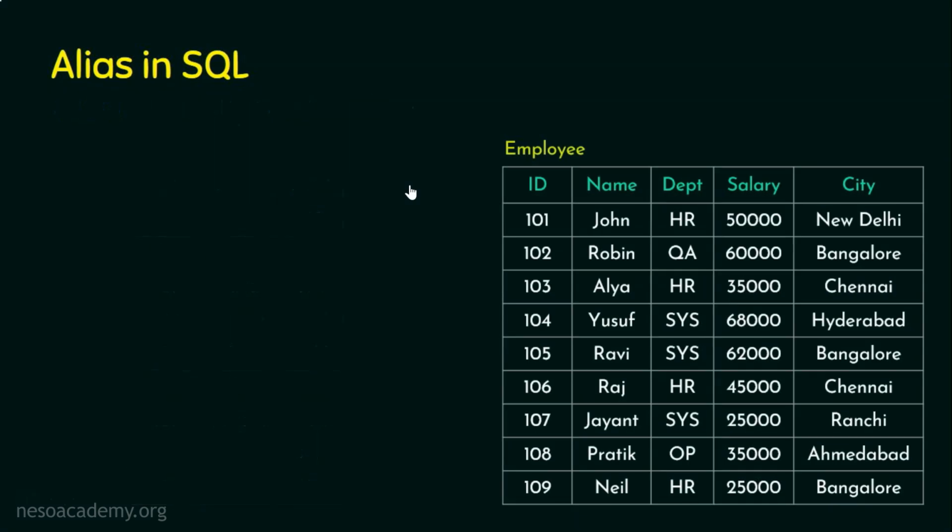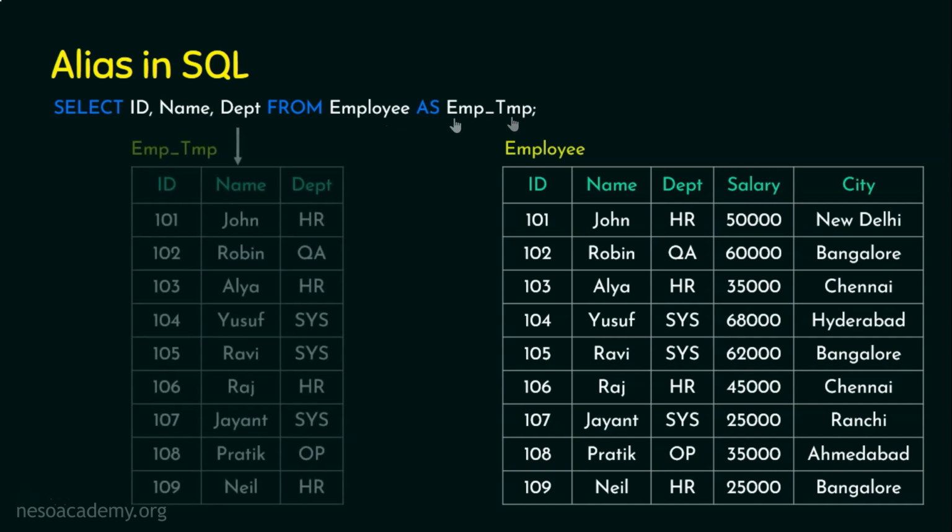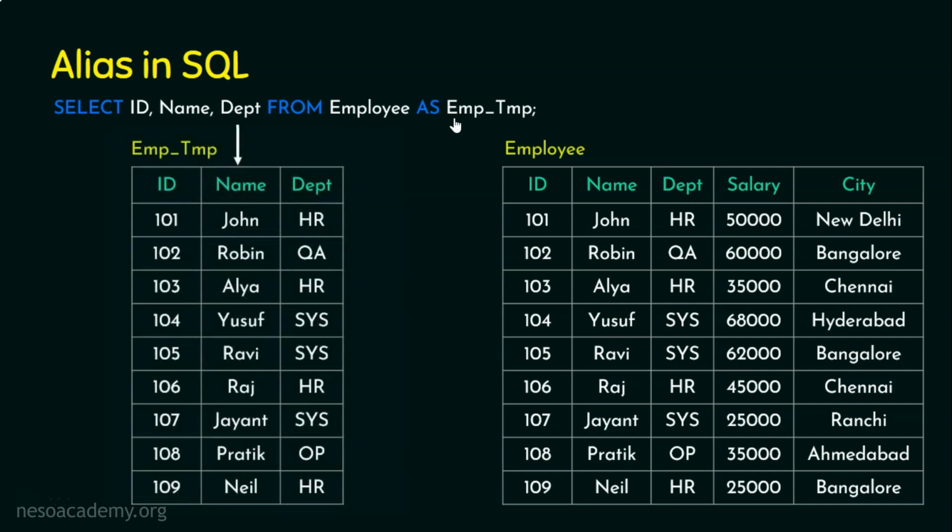The same employee table, the same query, but for the alias, I'm going to assign a temporary name to the table, which is emp underscore temp. The output is going to be the 3 columns: ID, name, and department from which table? The employee table. And this new table is renamed as what? Emp underscore temp. And that's it, guys.